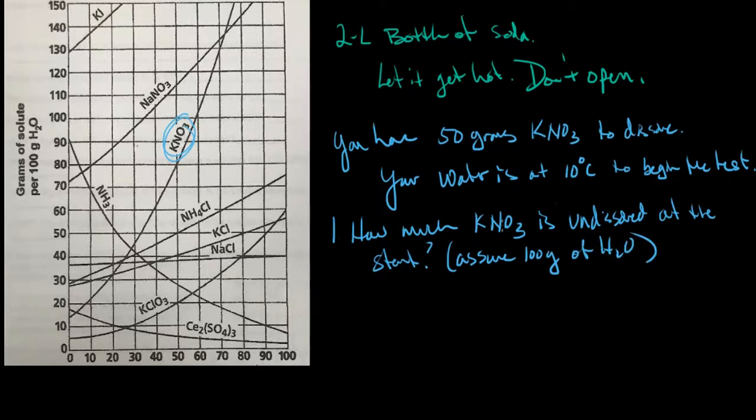So we have 50 grams of KNO3. So here's our 50 grams. Okay, and we're at 10 degrees Celsius. And where's the KNO3? That's this curve right here. Right? So how much do we have undissolved? Well, if we have 50 grams, but the KNO3 will only dissolve 22 grams, 23 grams at 10 degrees Celsius, then the rest of it's going to be undissolved.